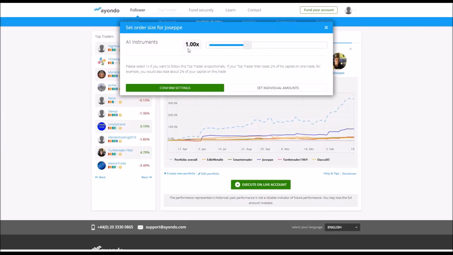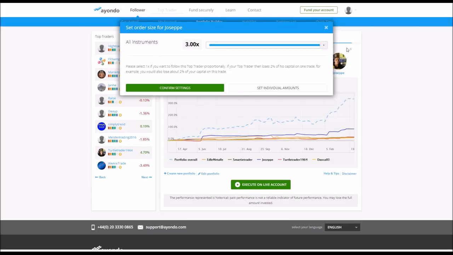I'm choosing 1 times. It defaults to 1 times. So what that means is if Giuseppe does a trade where he risks losing 2%, if I'm at 1 times, then I'll risk losing 2% on my account as well. If I'm not sure about Giuseppe, I can knock him down as low as 0 and not actually do any trades, but I can knock him down to 1/4. So for example, if Giuseppe does a trade, let's stick with the 2% example, where he's risking losing 2%, and I'm following him with order size 0.25, the trade will be done at 1/4 of 2% on my account, so 0.5% on the account.